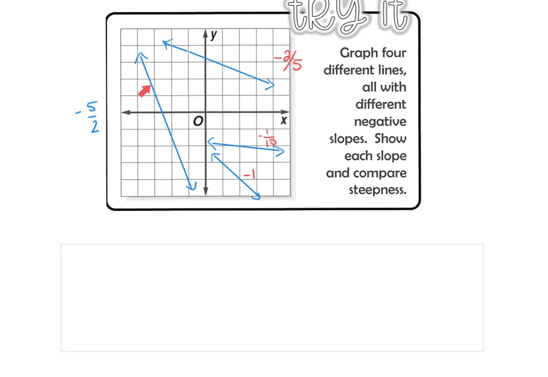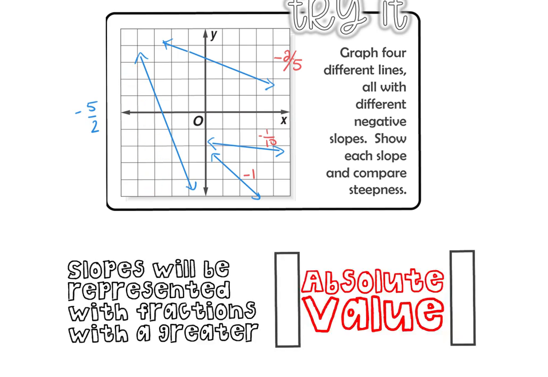So the larger number you have as your slope, the larger absolute value, the steeper that hill is going to be. So you represent it with a fraction. You do put your positive and your negative in front of it because you do need to know if it's a positive or a negative slope. But when you're talking about how steep it is, we're talking about absolute value. The larger absolute values will have a steeper slope. And they're going to be represented that way.